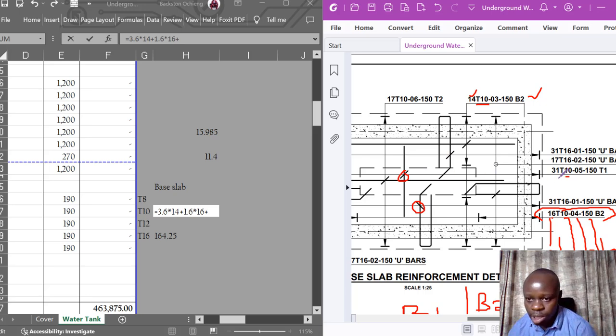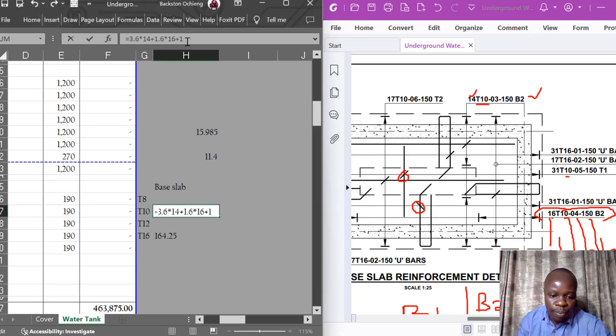So I will take this as 31 T10. I move through it here. This bar is the same length as the one that we have talked about, the 1.6. So in this case it's going to be 1.6 meters. You will multiply that by the number.